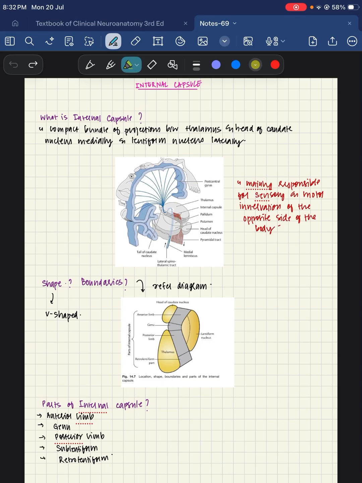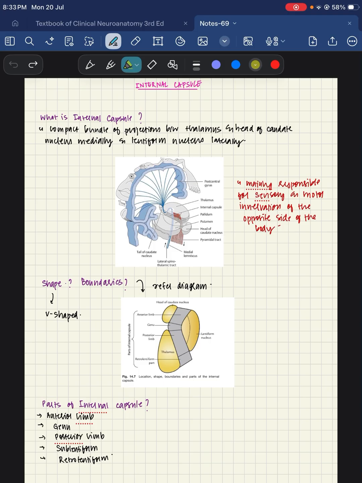So you have to define it first. You have to talk about the boundaries, the relations, the fibers which pass through it, and then you have to talk about the arterial supply and the clinical correlation. That is how you will form the structure for the essay. Otherwise, mostly they'll give the sub questions, so you can just answer the sub questions.